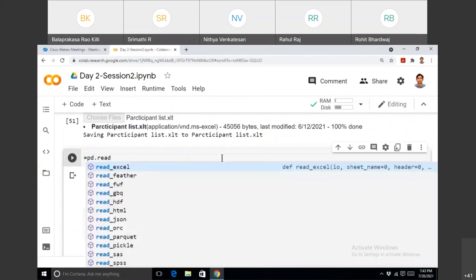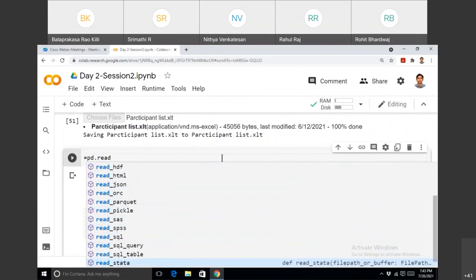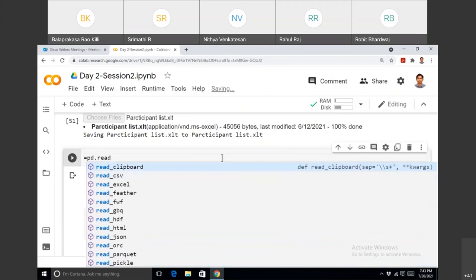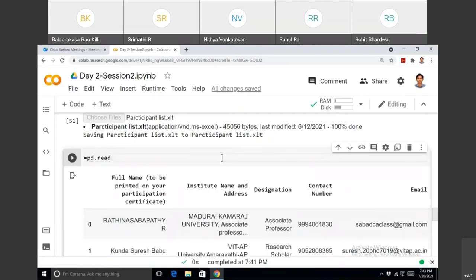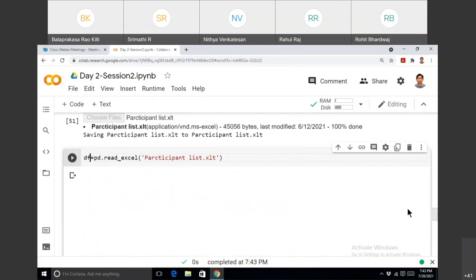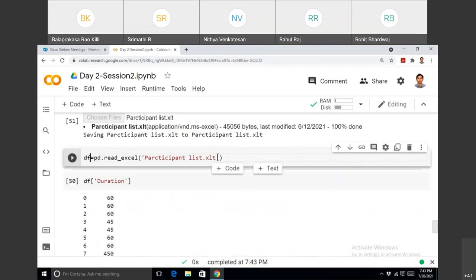pd.read. You see, it was coming. I selected read_excel. You can read an HTML file, you can read a JSON file. Different files, all of these it supports. Now you can store the result in some variable also. Let me store the result in df, because df means data frame.